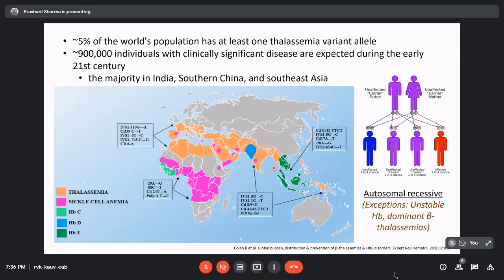So these are disorders which are autosomal recessive, which means that the parents are going to be carriers in virtually all the situations. The parents are themselves going to be asymptomatic, so they will not know that they have the potential to transmit a serious hemoglobinopathy until they have an affected child. There are exceptions to the autosomal recessive rule, and these are unstable hemoglobins and dominant beta thalassemias that we will deal with somewhere along the way, either today or next time.